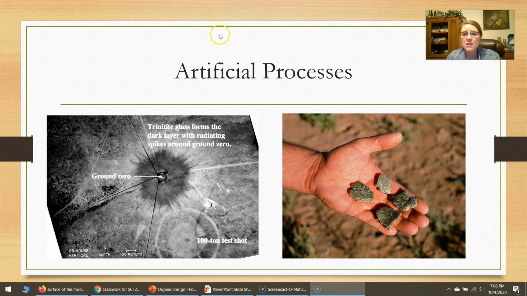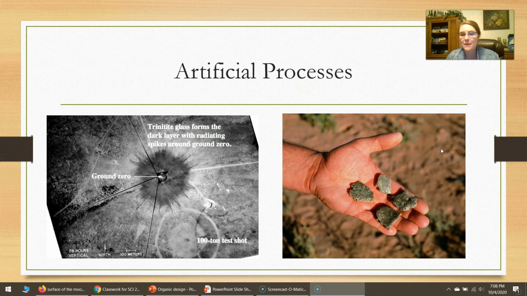First, I wanted to mention some artificial processes that can shape the surface of the earth. So humans, of course, we will bulldoze things, we will pave over them, we will make tunnels and stuff. And those are all changes, of course, to the physical environment, but those are done artificially. So we would not consider them natural, but because we're doing them, they are artificial.